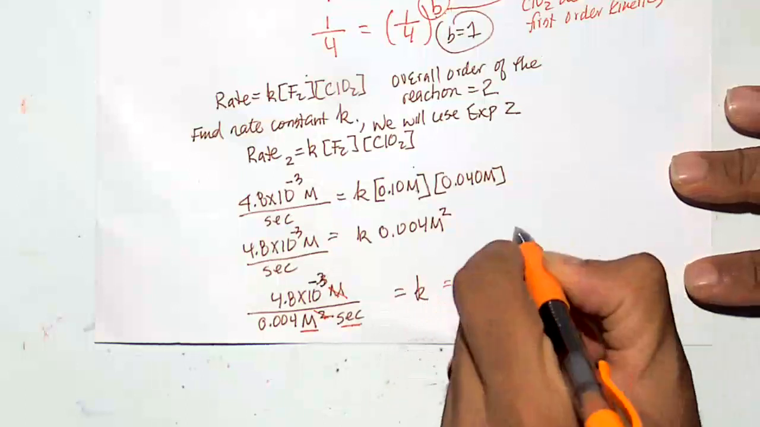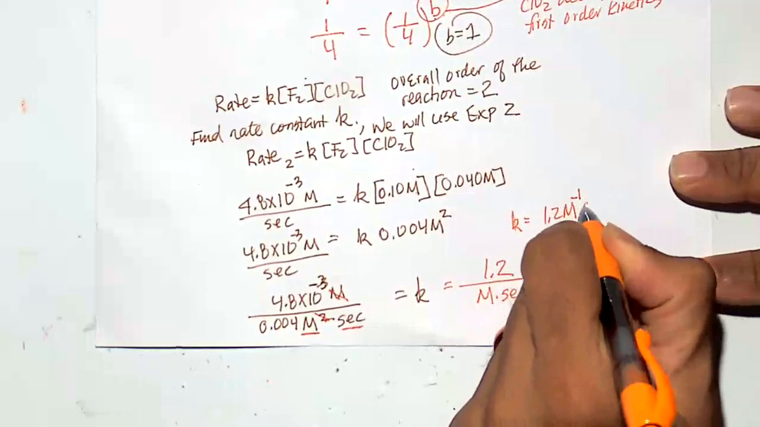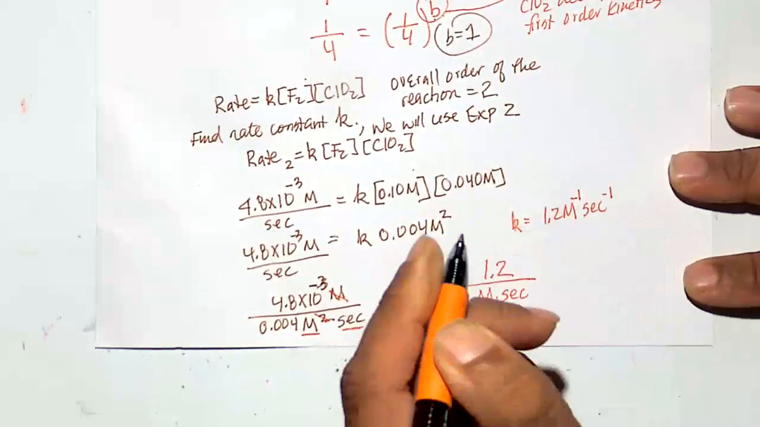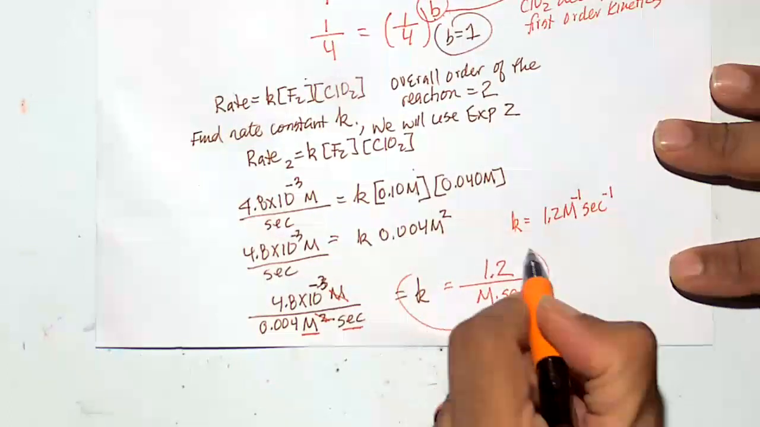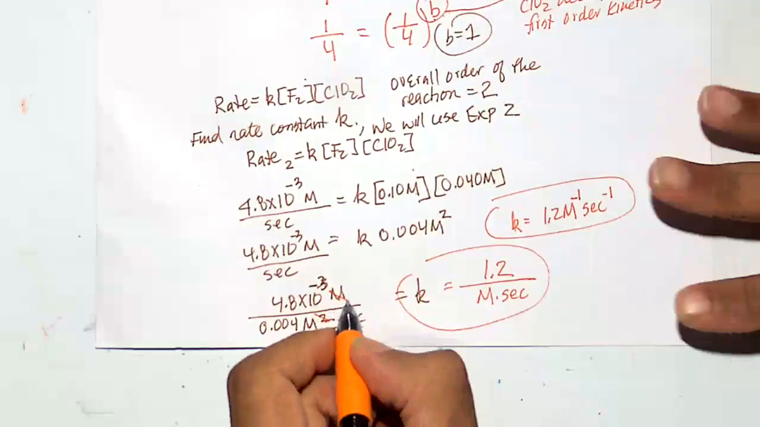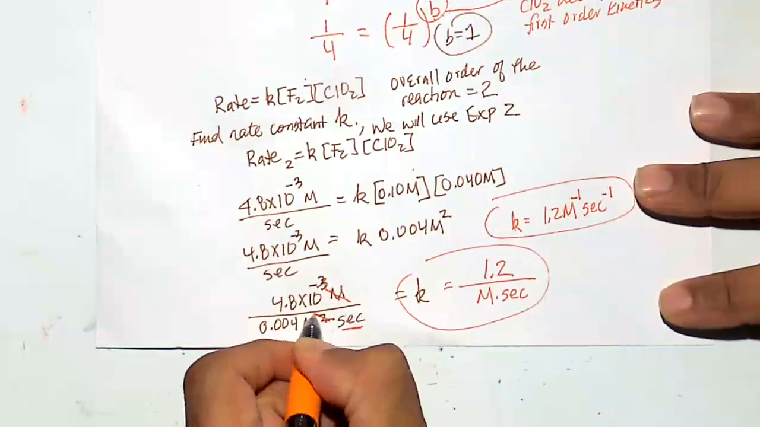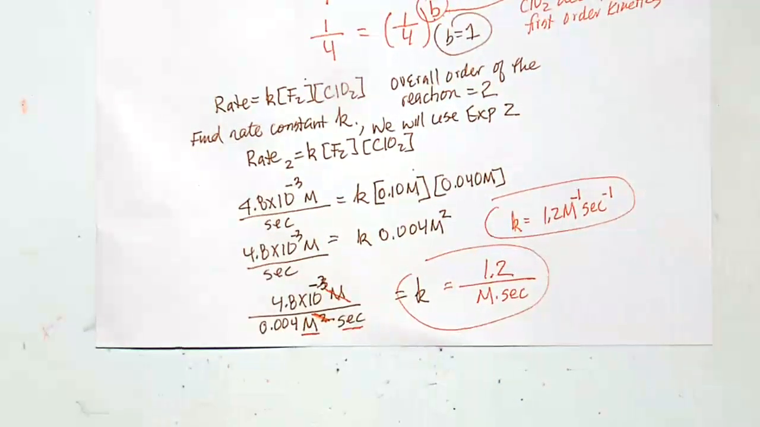Or you can do this. You can write k as equal to 1.2 M to the minus 1 seconds to the minus 1. You can also do that. This and this are the same. One of these M's cancels out with one of these M's. This is M squared. Good catch. Leaving one molar left.